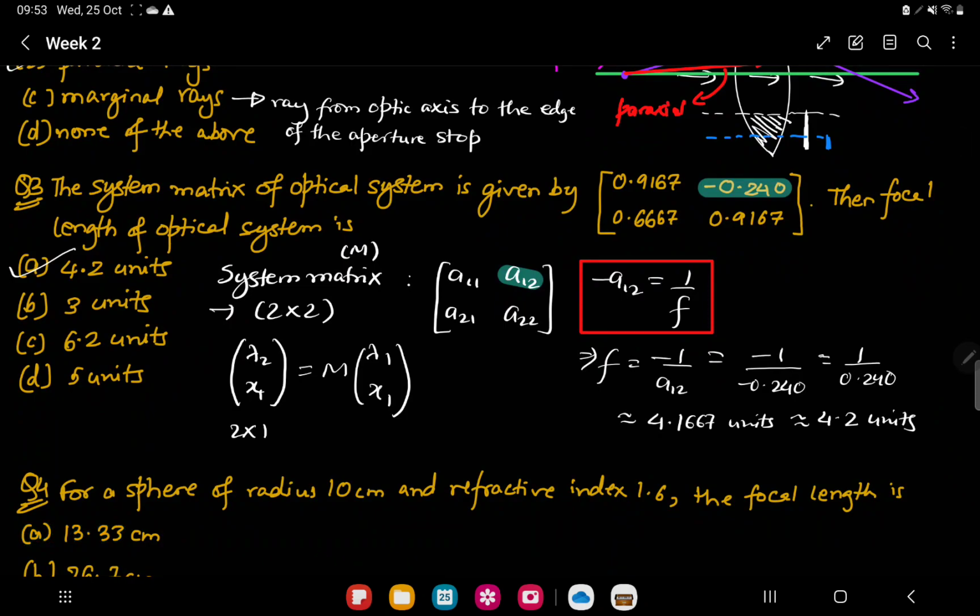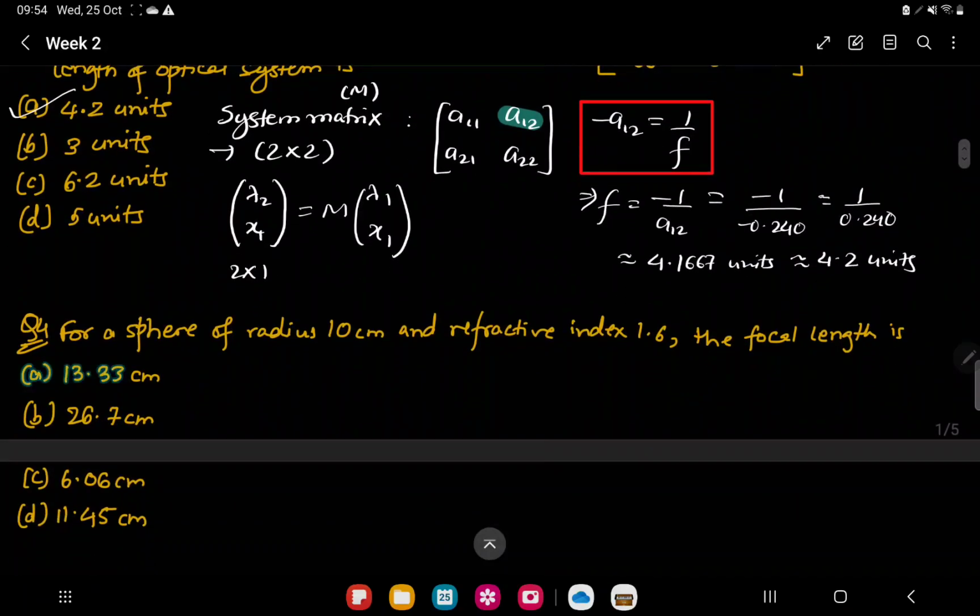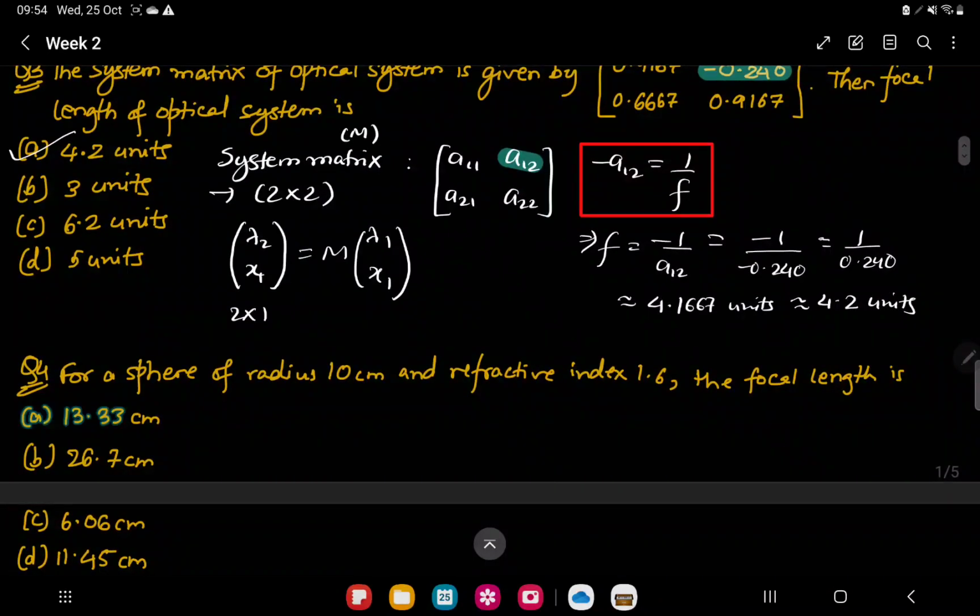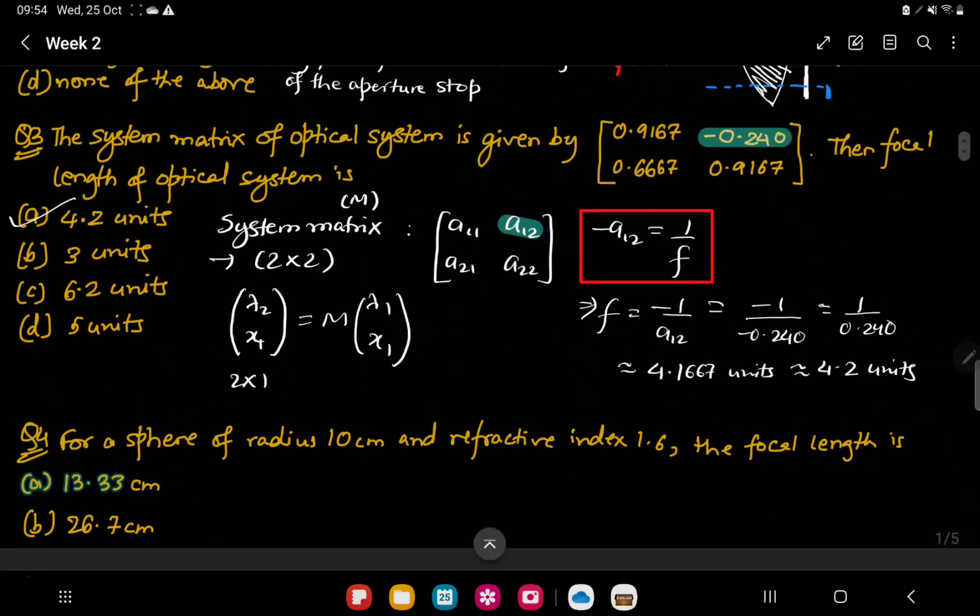And whenever we have the matrix given for any optical system, the A12 element is related to the focal length of the system as given by the expression in the red box. A12 is minus 1 over f, or minus A12 is 1 over f. So f is basically minus 1 over A12. So given the matrix for an optical system, we can find out the focal length of the system.